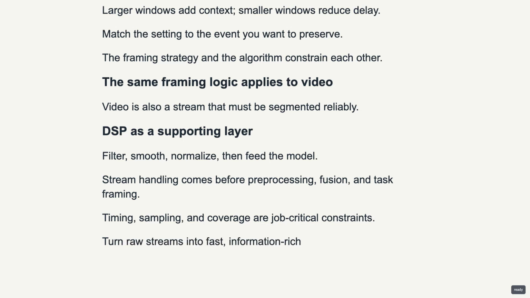The goal is to keep up with the stream while still preserving the events that matter. When that balance is right, the rest of the Edge AI pipeline has a real chance to work.